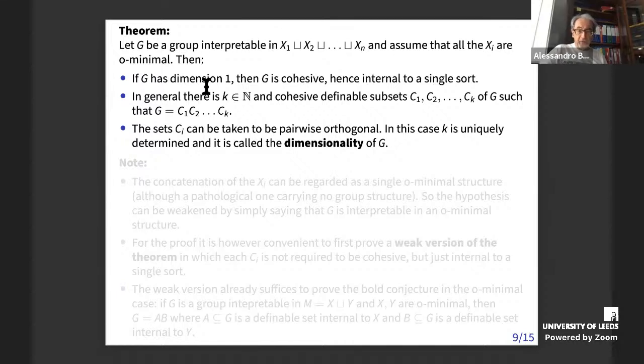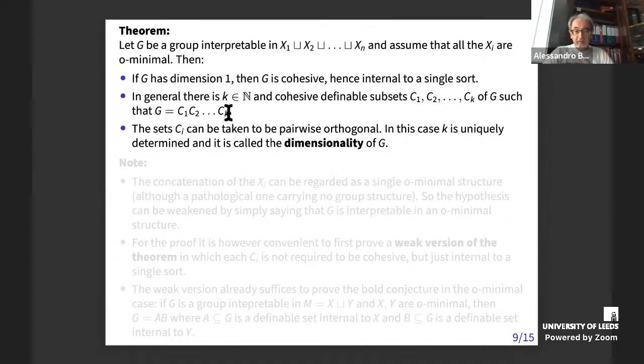In general, if G does not have dimension 1, it is not, of course, necessarily cohesive, it can be a direct product. But there are cohesive subsets of G such that G is a product of these cohesive sets. And each one of these cohesive sets, of course, is internal to a single sort. Moreover, these sets can be taken to be pairwise orthogonal, because if two of them are not orthogonal, you can replace them by the product of the two, and it remains cohesive.